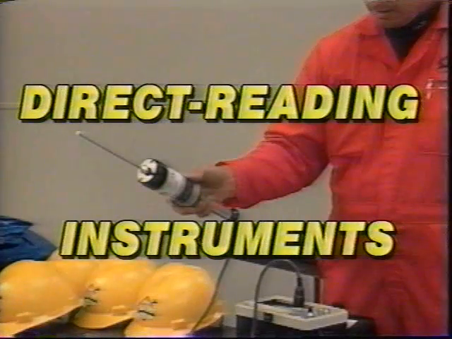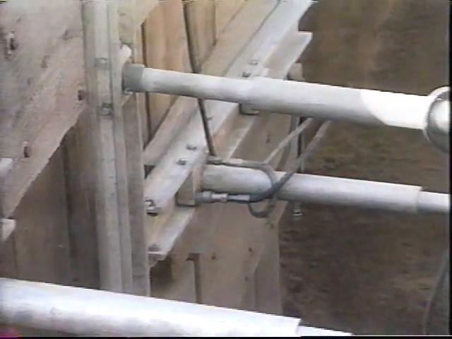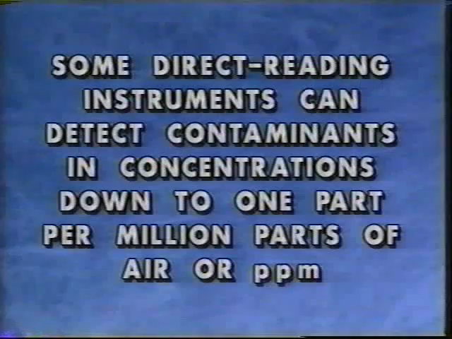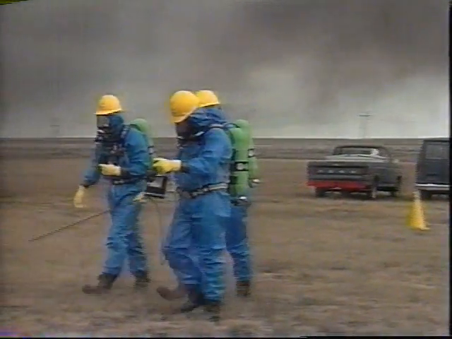Direct reading instruments. Direct reading instruments were developed as early warning devices for use in industrial settings where a leak or an accident could release a high concentration of a known chemical into the ambient atmosphere. Today, some direct reading instruments can detect contaminants in concentrations down to 1 part contaminant per million parts of air, or ppm, although quantitative data are difficult to obtain when multiple contaminants are present.